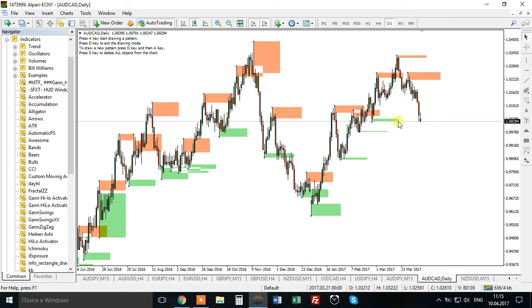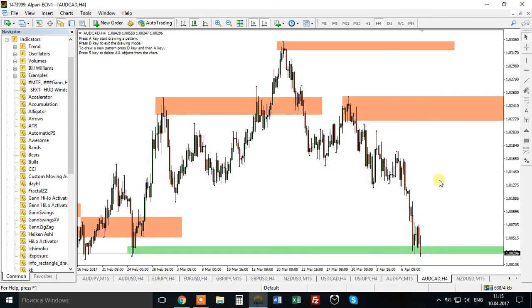Let me stretch that fractal zone as I consider it to be most important. And let's go to our trading time frame. The first trading time frame that I use is the 4-hour time frame. On this time frame I can see a cipher pattern formation.